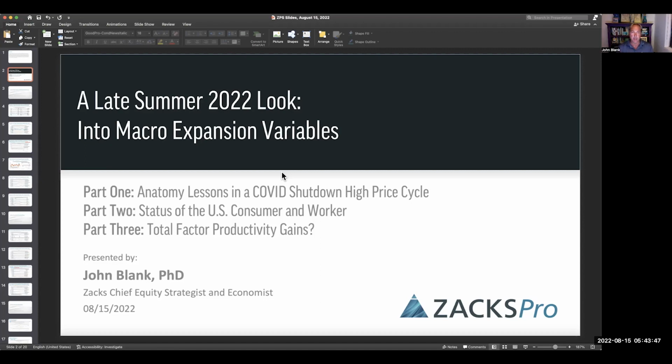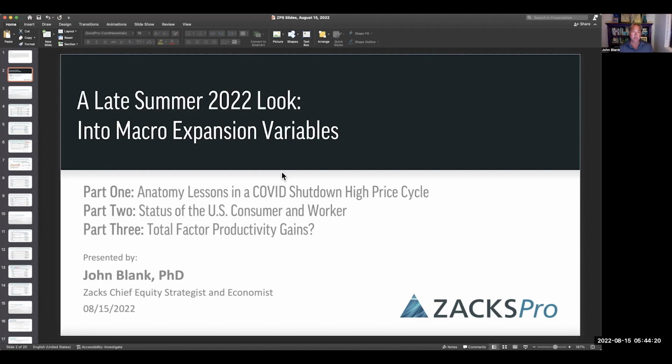So part one will be anatomy lessons in a COVID shutdown, high price cycle. We'll get into those internal sub-indices and show you how the prices played out inside those sub-indices. All of us know inflation emerges out of shutdowns now, or at least we should. And we also need to now understand how they play out on the back end. As the prices compress, obviously, we have to look at the other sub-indices to see if the recession happens when the prices compress. Who knows? We got to get into this. Maybe there is a way to know.